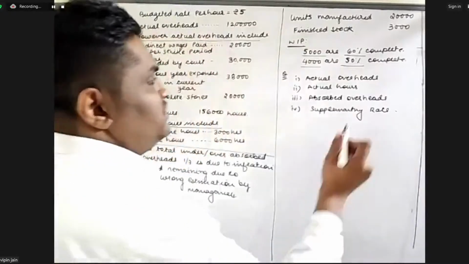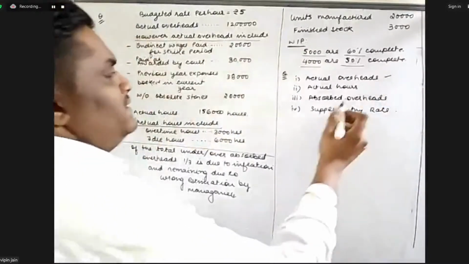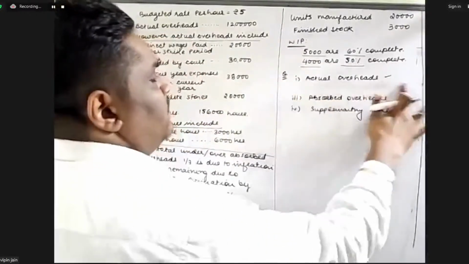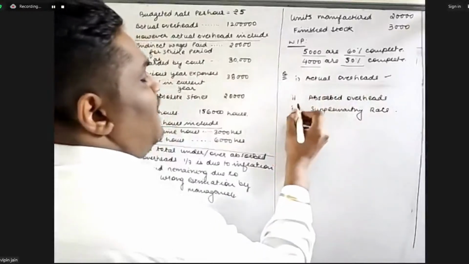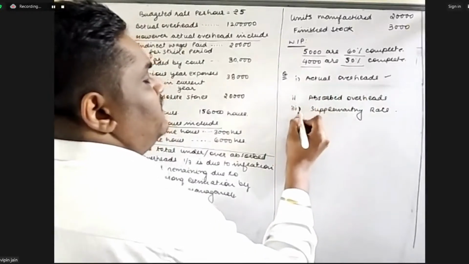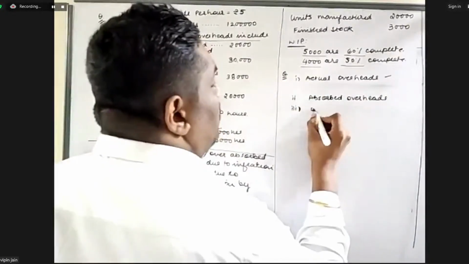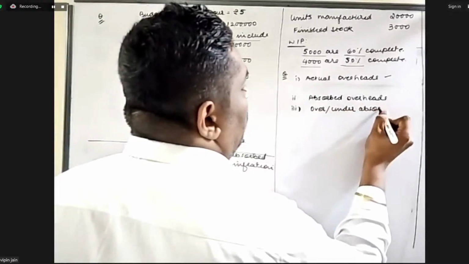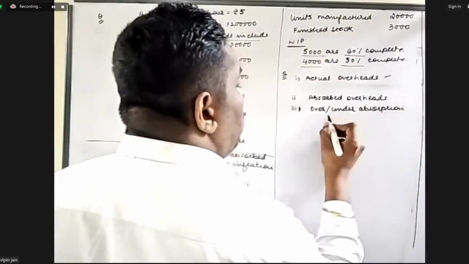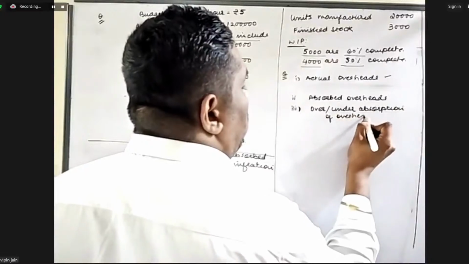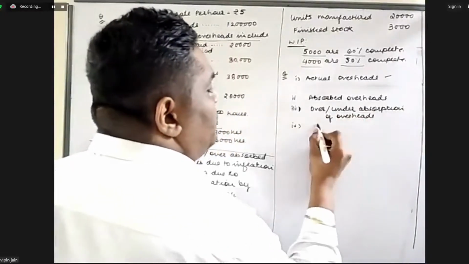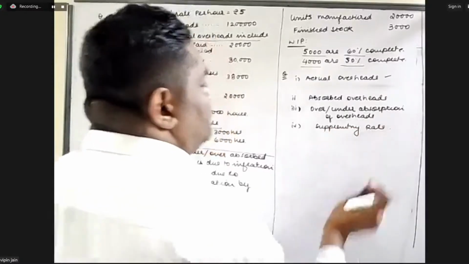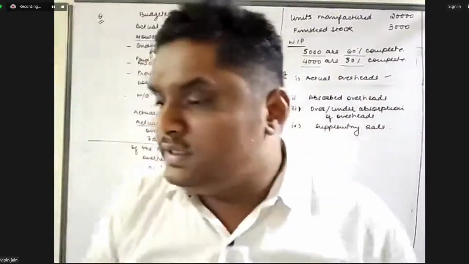So the first question is, how much will be my actual overheads? Second is, how much will be my actual hours? Second will be, how much will be my absorbed overheads? And the third question is, over or under absorption of overhead? And the fourth one, supplementary rate. So waiting for your answers, guys.